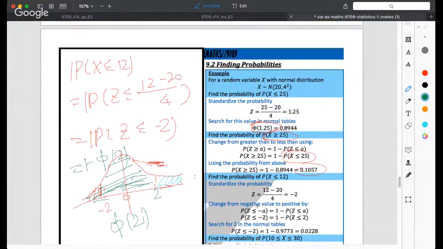So it means that if we have a negative value for z, we cannot just read out the result from the table.